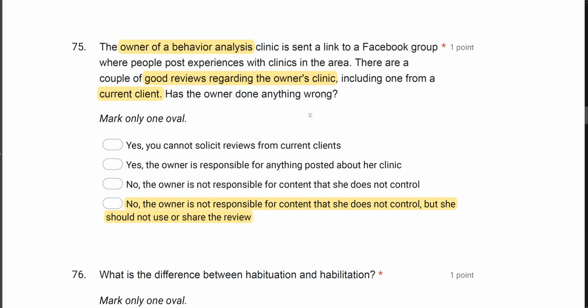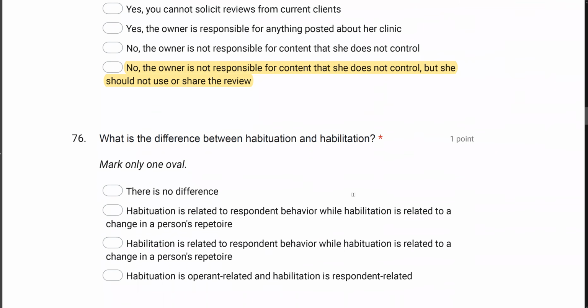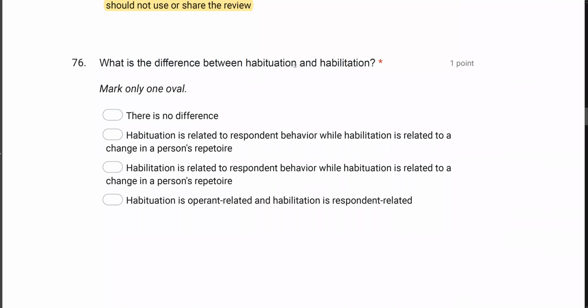So, has the owner done anything wrong? No, the owner is not responsible for content that she does not control, but she should not use or share the review. What is the difference between habituation and habilitation? This is kind of a teaching question, which is fine, okay, because we need to know these two things.